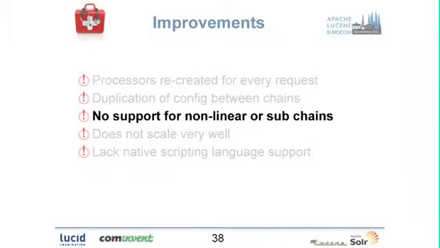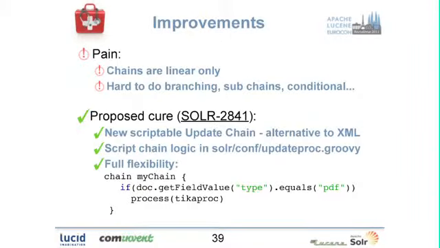What about the support for nonlinear chains? I actually got a question on one of the wiki pages about document processing about this. The problem is sometimes you need to do more advanced processing, like branching, subchains, conditional processing, stuff like that. And it's kind of not very intuitive or easy to do that. You can always code processors to do all these things, but we would like some better support.